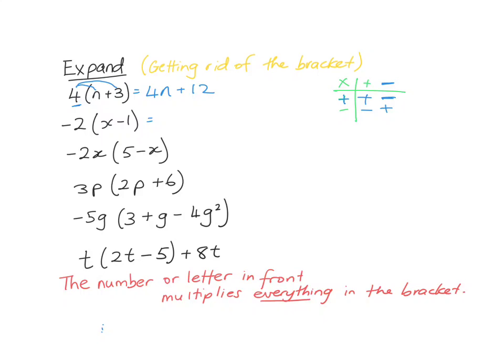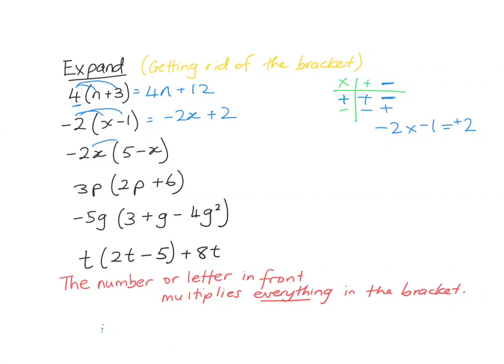In the second example, I have negative 2 multiplied by x, so that's negative 2x, and it's a negative 2 times a negative 1. Negative 2 multiplied by a negative 1. Negative times a negative is a positive. 2 times 1 is 2. So positive 2 plus 2.